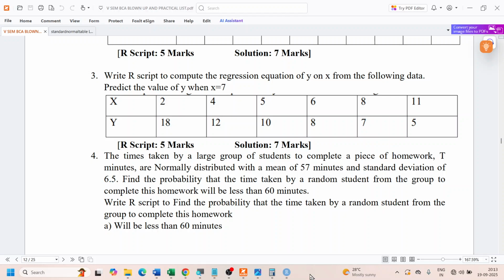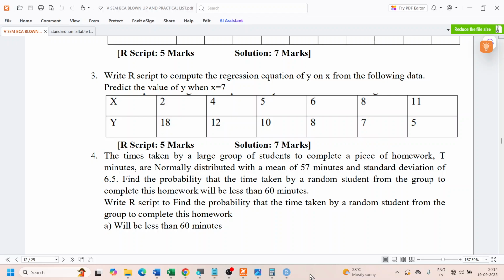Let us solve exercise number 4 in part B of our programming lab. In this exercise, a scenario is given, and the scenario is as follows. The time taken by a large group of students to complete a piece of homework is normally distributed with a mean of 57 minutes and a standard deviation of 6.5 minutes.